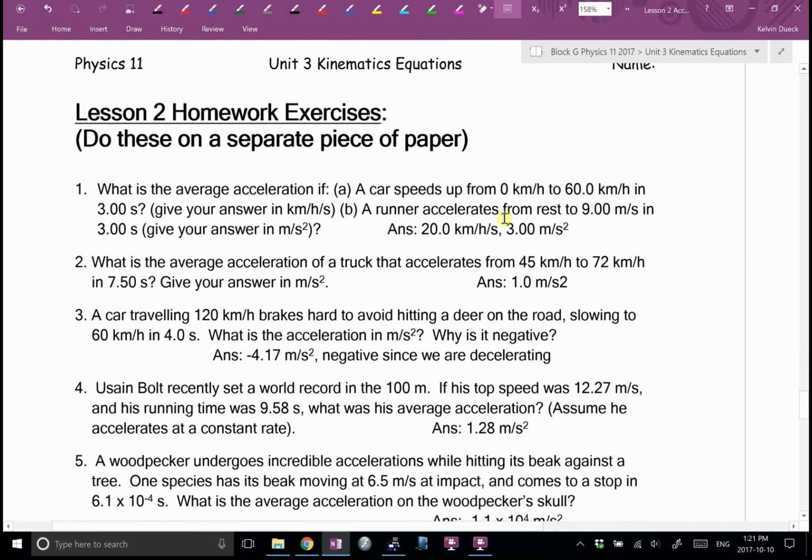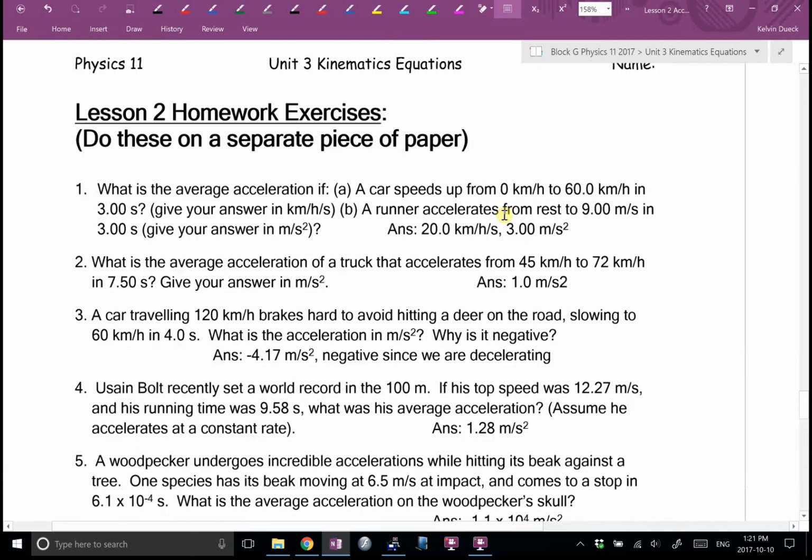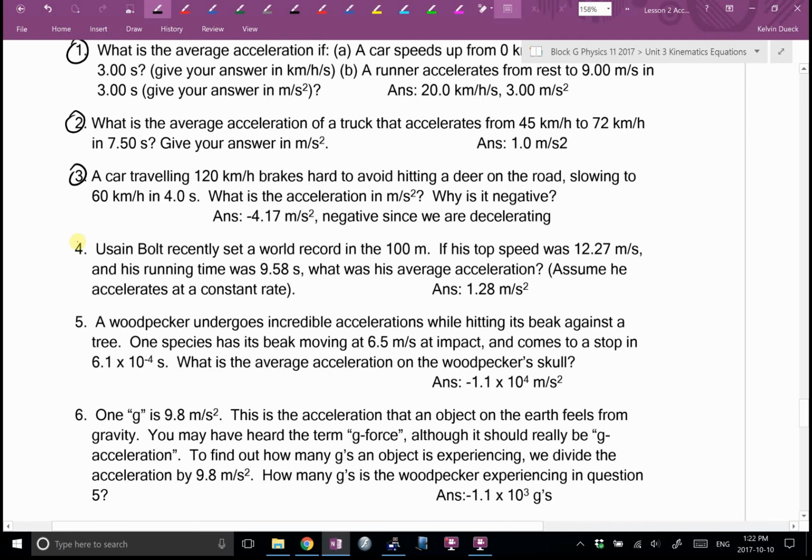Okay. What's your homework? Going to do these on a separate piece of paper? Well, let's see here. Number 1. Number 2. In number 2, since it wants the answer in meters per second squared, you'll have to convert the 45 and the 72 into meters per second. Something to do with a 3.6. I can't remember what. 3 is good. 4 is good. Usain Bolt, although he's retired. 5 is good. 6 is good.